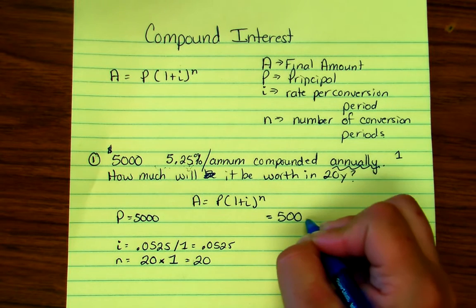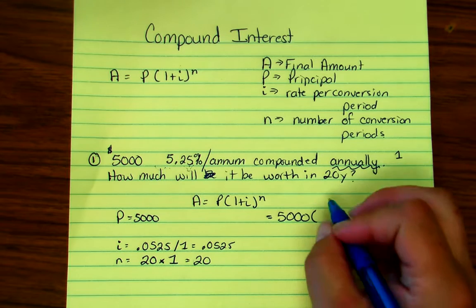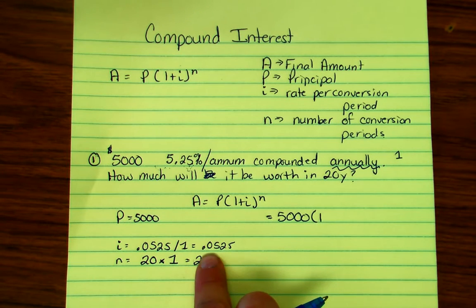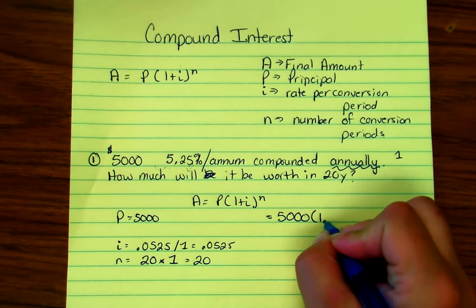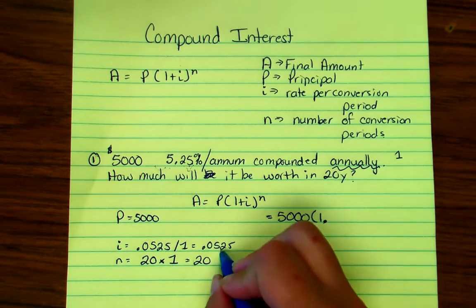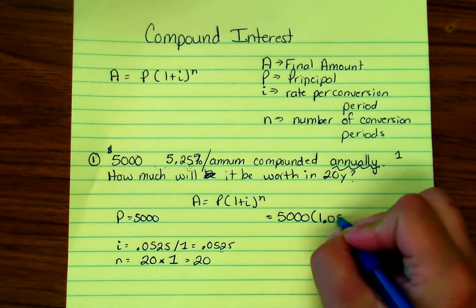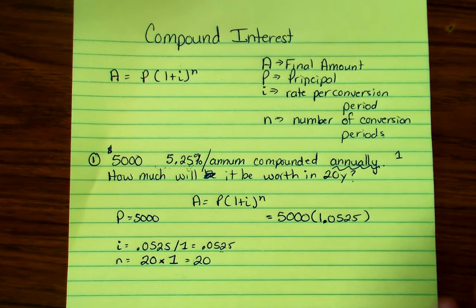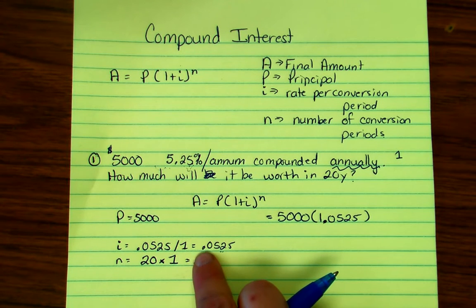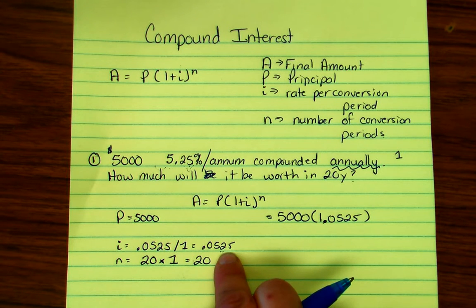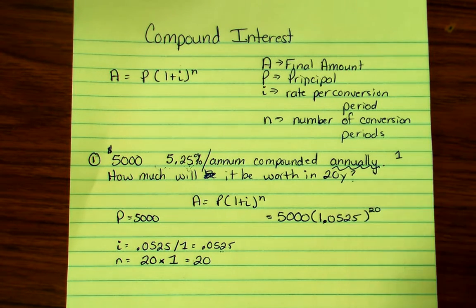So P is 5,000. I get 1 plus 0.0525. It's always going to end up being 1 decimal, whatever your rate is. So you can do the 1 plus if you want to, but I know 1 plus 0.0525 is just going to be 1.0525. In my exponent, it's 20.